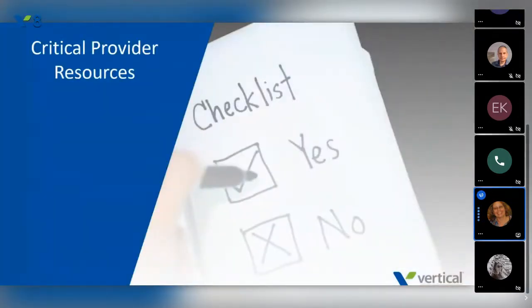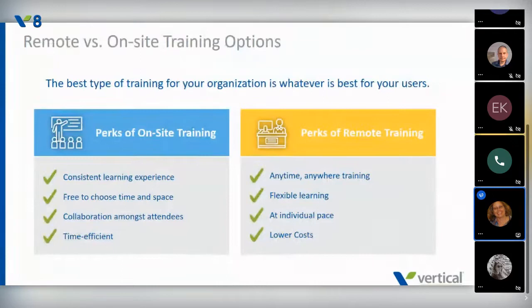Okay, so critical provider resources. I just touched on that. We'll spend a little more time on that: remote versus on-site training options. The best type of training is what's best for your organization. Every business is different. Obviously, in the last year or so, there are a lot more people working remotely, so you see that becomes more important.